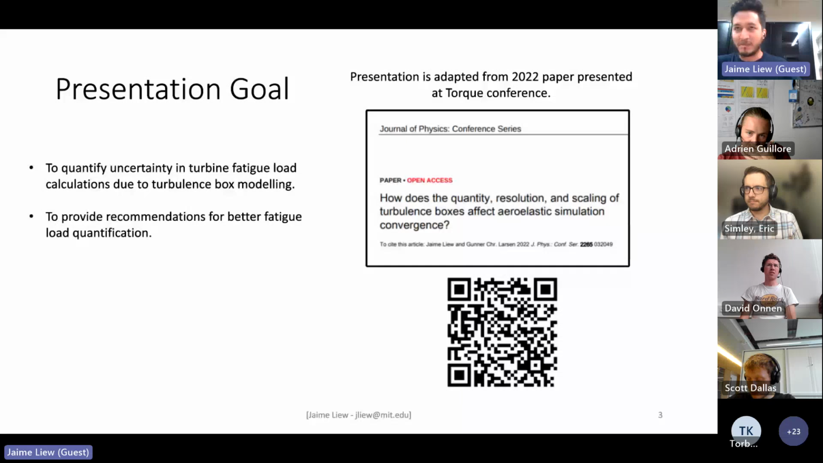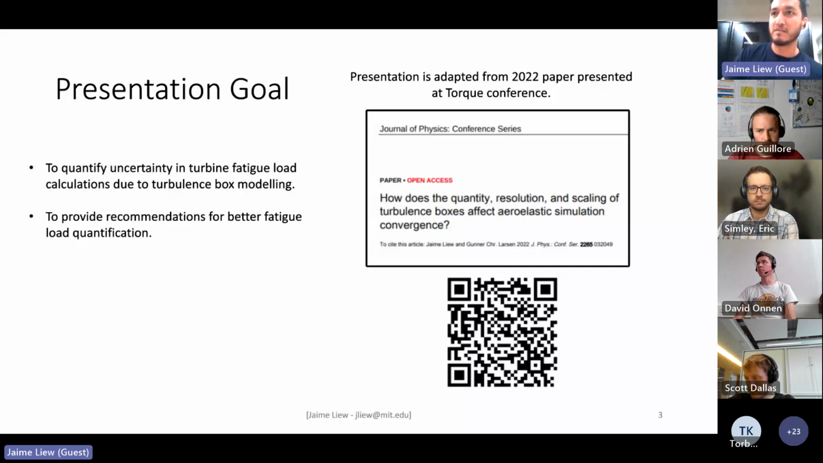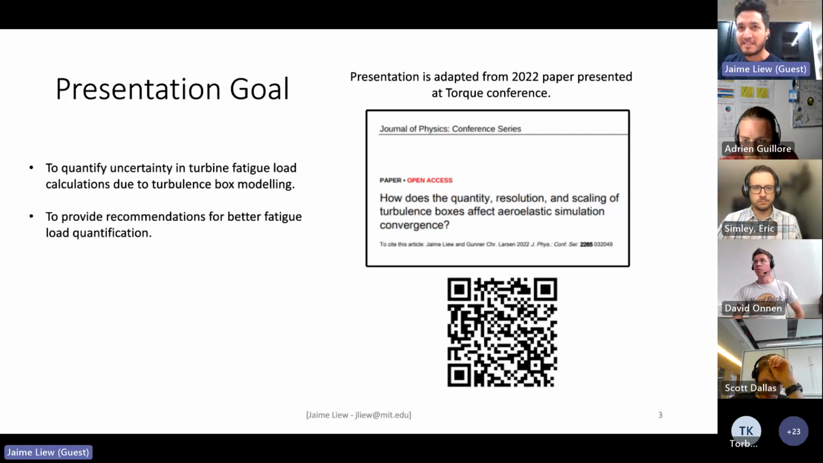As I mentioned, this is from a previous study. The paper you can refer to for everything I'm going to present is from the last conference, and it's work that I did with my supervisor Gunnar Larsen. And I'll be quantifying uncertainty in turbine fatigue loads, and then I'll also be giving a few recommendations based on the study that I did.